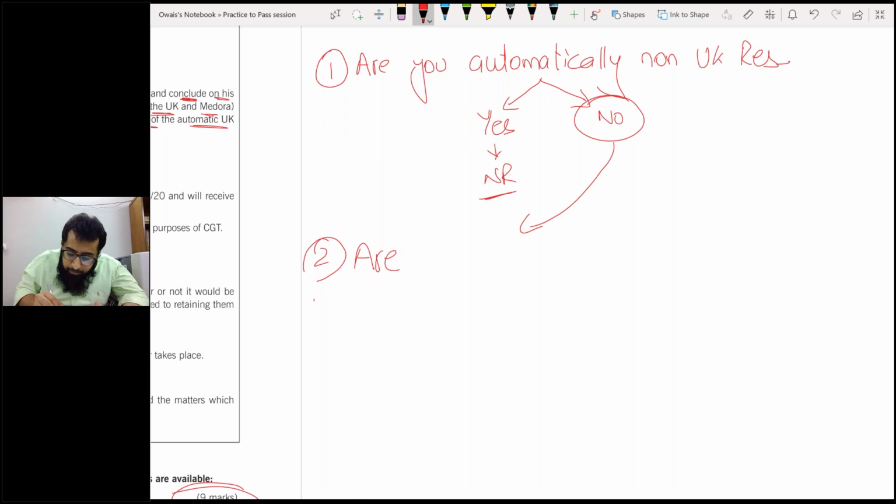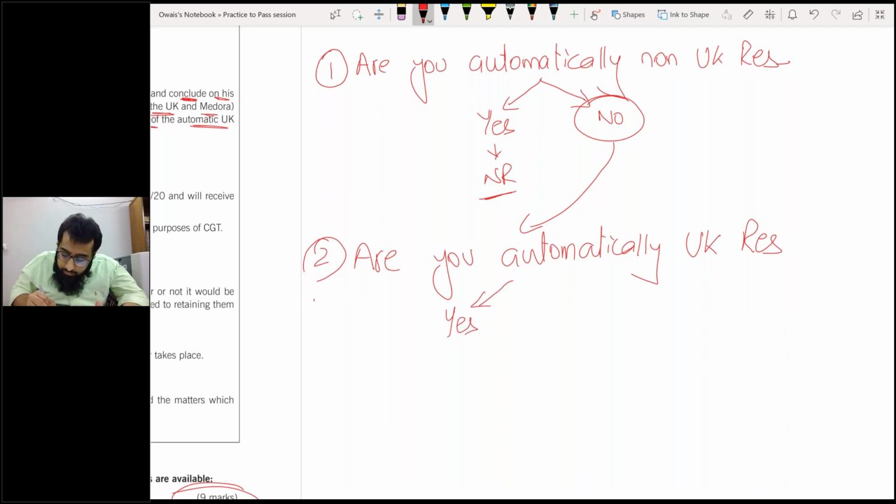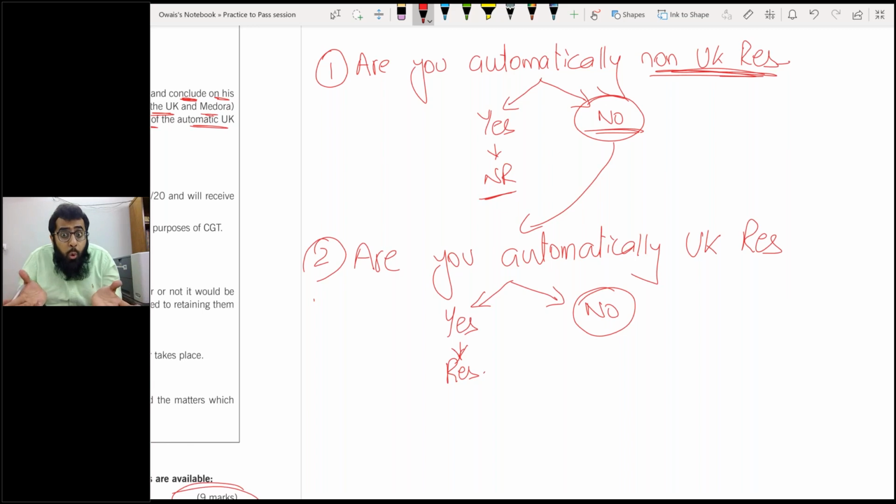Are you automatically UK resident? If the answer is yes, then you are resident. But if the answer is no, then the question is, who are you? Are you automatically non-UK resident? No. Are you automatically UK resident? No. Then who are you?